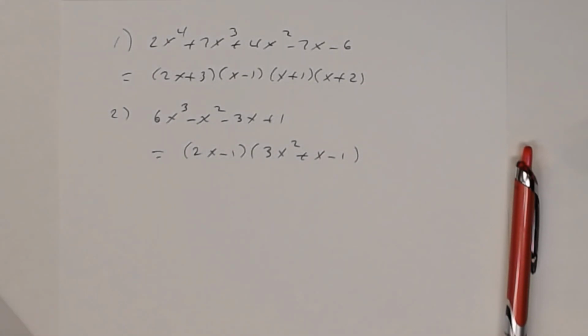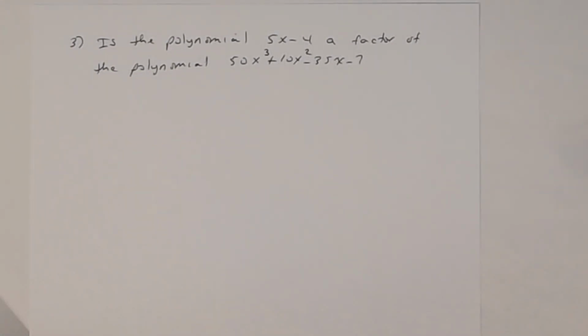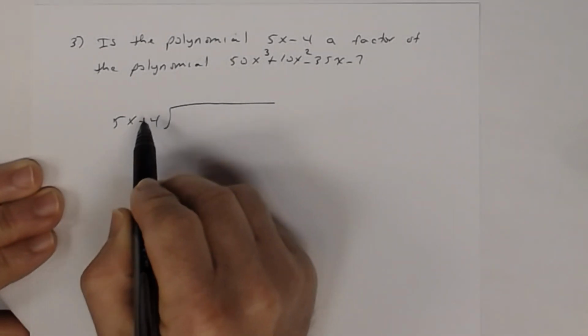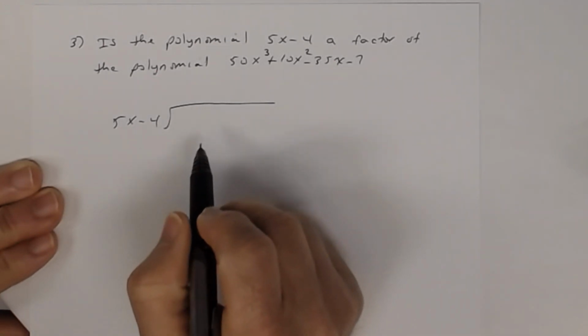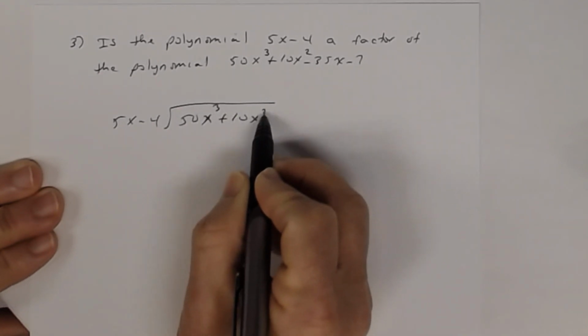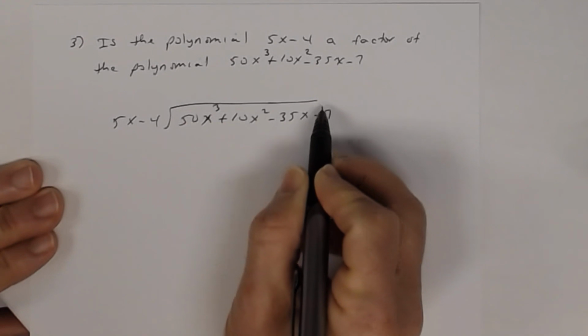Okay, now let's look at number 3. So in number 3, we have this. Is the polynomial 5x minus 4 a factor of the polynomial 50x cubed plus 10x squared minus 35x minus 7? Same process, long division. So we have 5x minus 4 divided into, notice it's in descending order and there are no missing terms in either case. So I have 50x cubed plus 10x squared minus 35x minus 7.